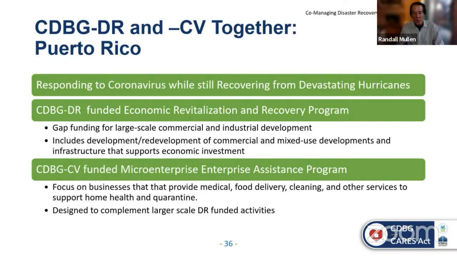In October 2020, the Commonwealth of Puerto Rico amended its action plan to allocate CDBG-CV grant funding for a microenterprise assistance program in response to COVID-19. Municipalities provide assistance through grants to eligible microenterprises for medical, food delivery, cleaning, and other services to support home health.